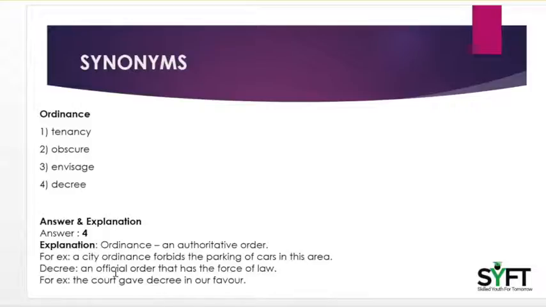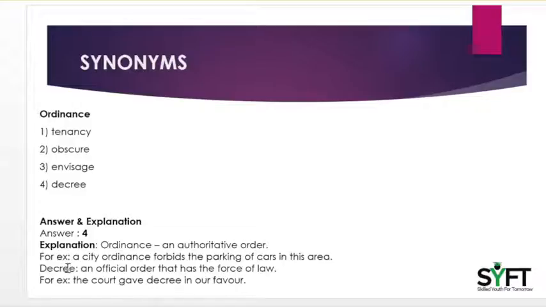So, now the explanations for it. Ordinance means an authoritative order. For example, a city ordinance forbids the parking of cars in this area. Ordinance means it is a city order which forbids the parking of cars in this area. The parking of cars is prohibited or forbidden in a certain area.